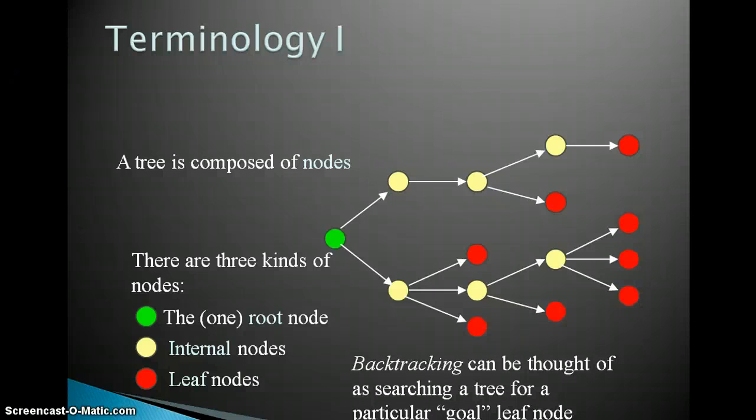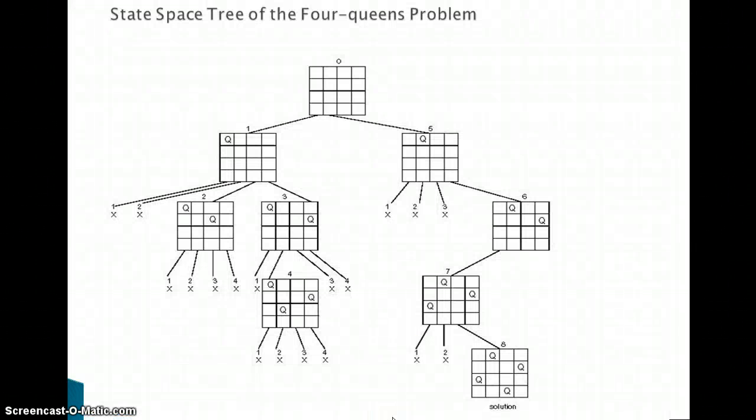In short, we can say backtracking can be thought of as searching a tree for a particular goal in a leaf node. All the solutions can be found in the leaf nodes. We have to find that particular leaf node using depth first search, and we cannot complete our search until we find this particular leaf node.